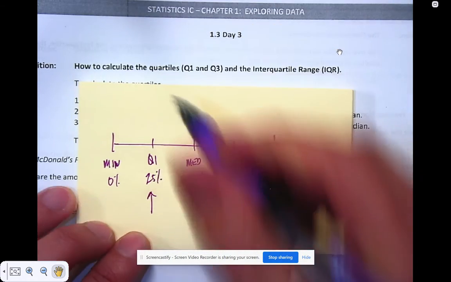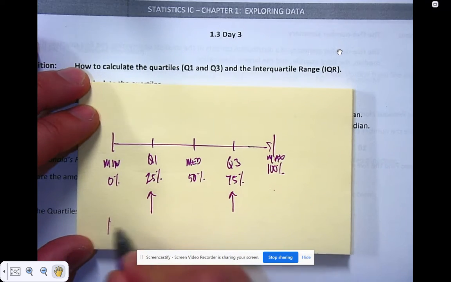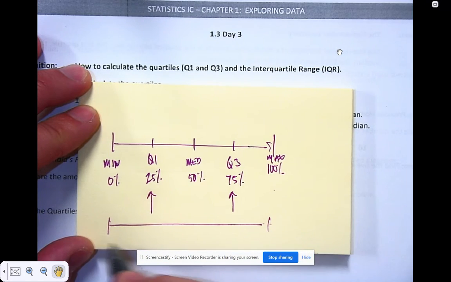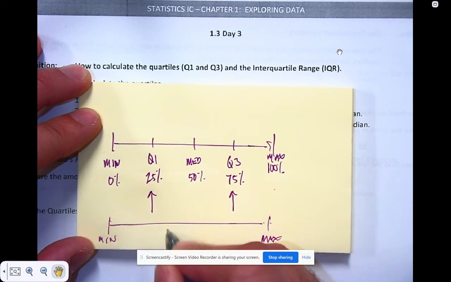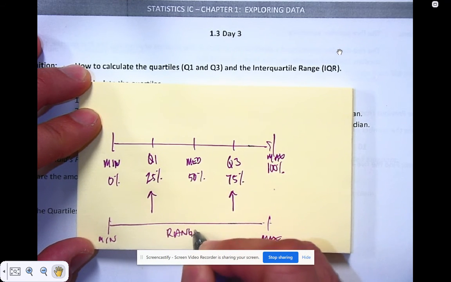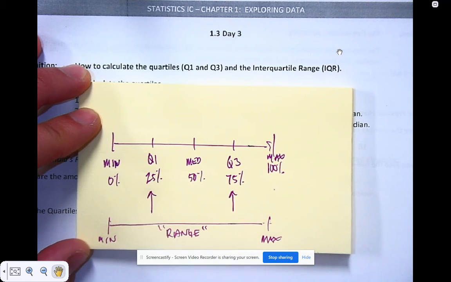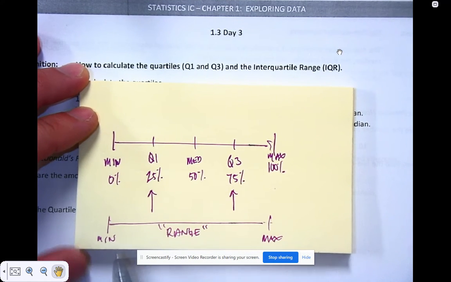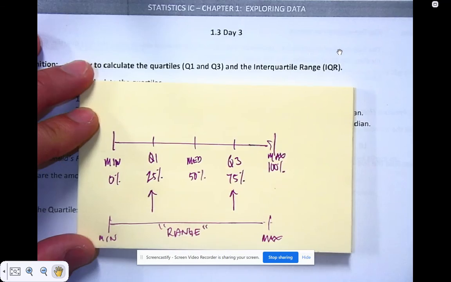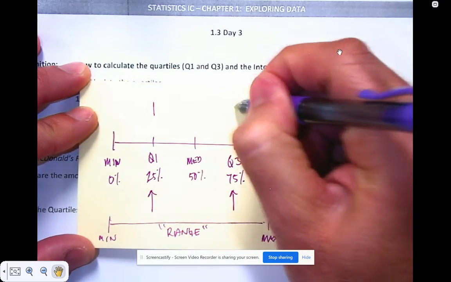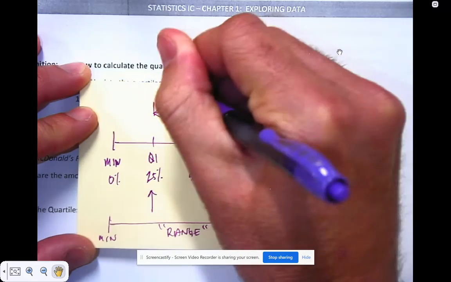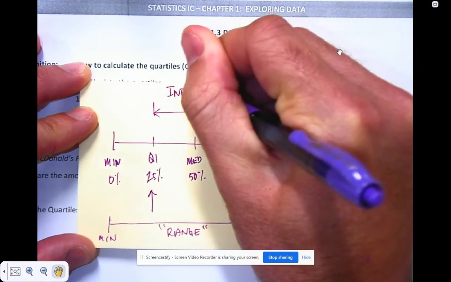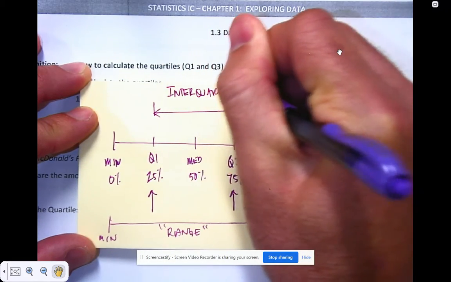And then we're going to hopefully remember that this distance from the min to the max, we call the range. And you guys learned that a long time ago. No big deal. So what happens if you go from quartile 1 to quartile 3? We call that the interquartile range.